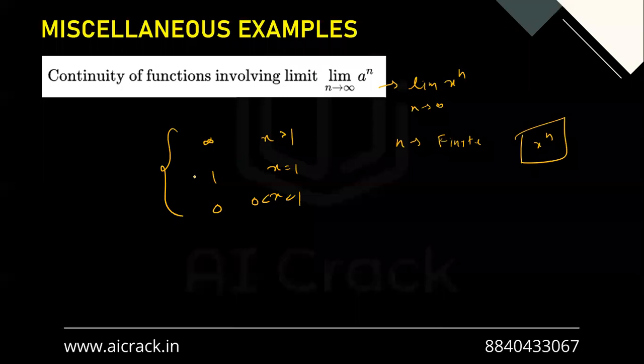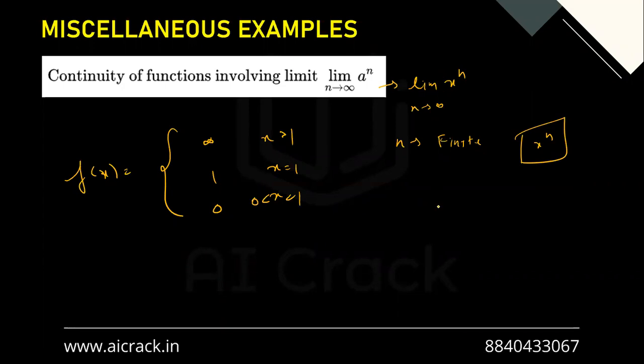So we have divided this function into three parts: x greater than 1, x equals 1, and x less than 1 but greater than 0. Now, since the definition of the function is clear, we can definitely check the continuity of the function. We can clearly say that LHL and RHL are not equal, they are two different values, and also f of 1 is different from both values. So this function is discontinuous at x equals 1.